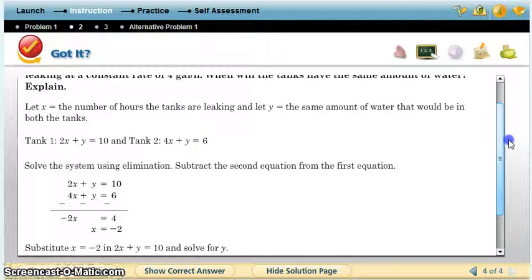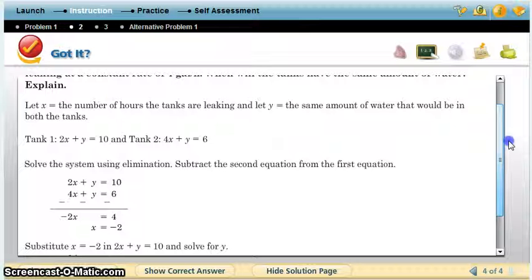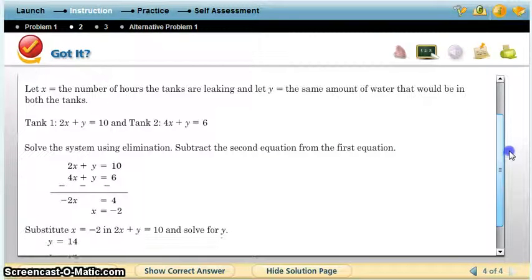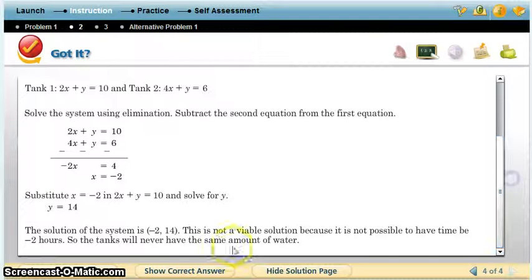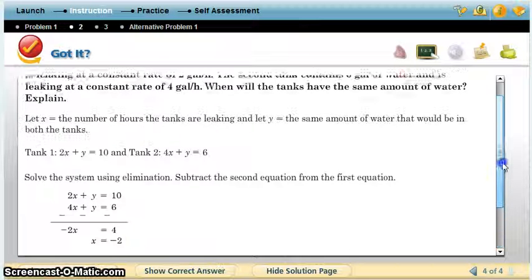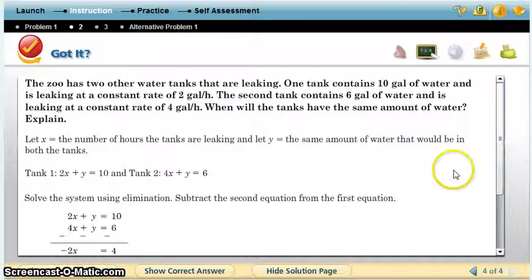Now, if you wrote your equations a different way, you may have chosen a different method, and that's perfectly fine. But either way, you should have gotten down to the point where x is negative 2 and y is 14. So that's where you should have reached no matter what method you choose. Now, even though that is a solution to your system, it's not viable because it's not possible, again, to have negative time. So the tanks will never have the same amount of water until, obviously, you're losing water until they completely run out. But you cannot have negative time, therefore your solution is not viable.